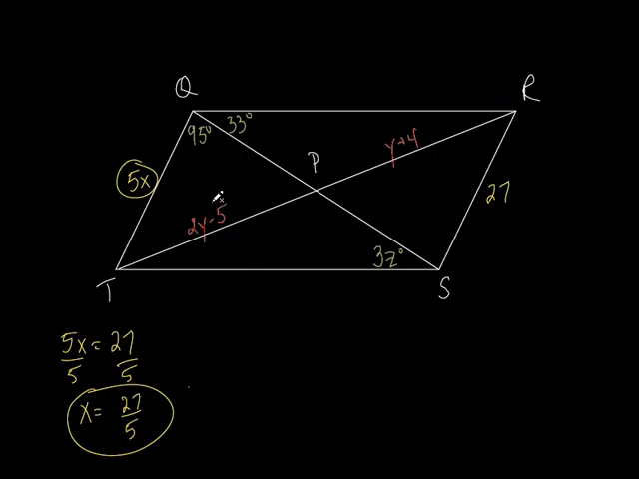Let's look at y. Look at 2y minus 5. Where's the other y? Up here, y plus 4. What can I do with those two? Set them equal to each other, because remember, this thing is bisected, isn't it? So from t to p is the same thing as from r to p. So they're equal to each other. So let's set them equal. So 2y minus 5 equals y plus 4. Subtract y from both sides. 2y minus y is y. Add a 5 to both sides. Y is 9.